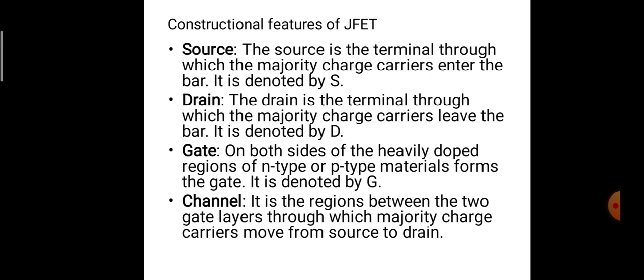Gate. On both sides, heavily doped regions of N-type or P-type material form the gate. It is denoted by G. Channel. It is the region between the two gate layers through which majority charge carriers move from source to drain.